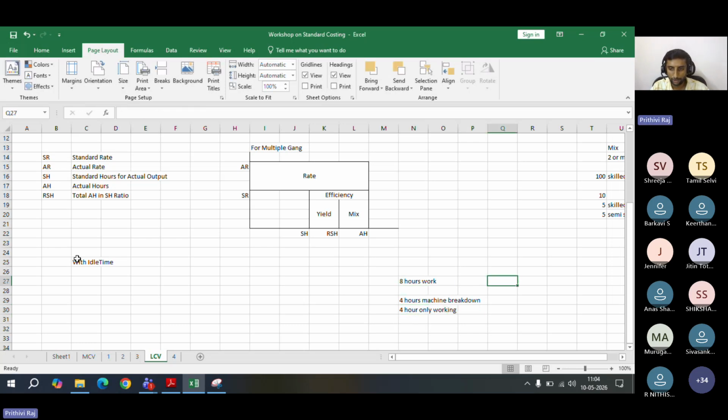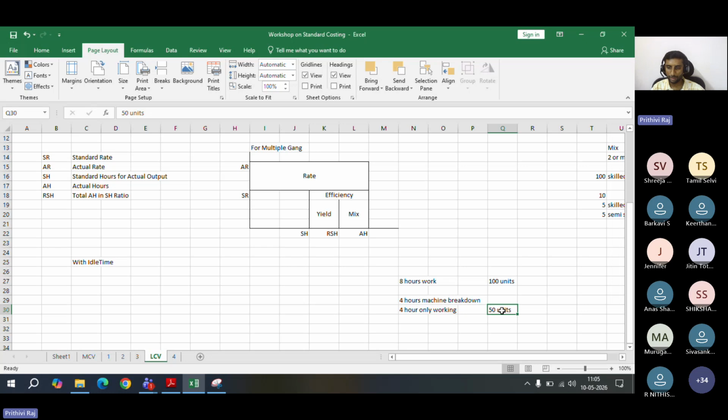In 8 hours of work, your standard units to produce is 100 units. Now 4 hours the machine has been broken down, so you did not work. Balance 4 hours only is available. In these 4 hours you produced 50 units. Got it? In 8 hours you have to produce 100 units. This is the standard fixed for you, but 4 hours was machine breakdown, so in the 4 hours you completed 50 units.